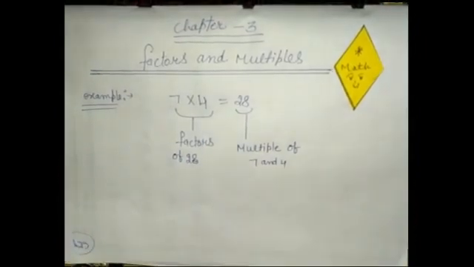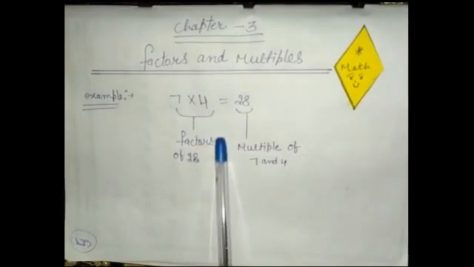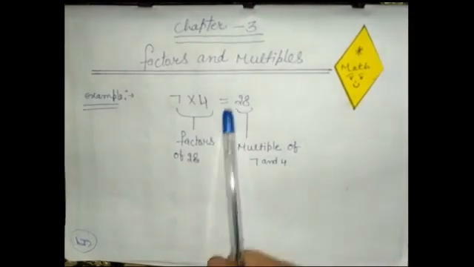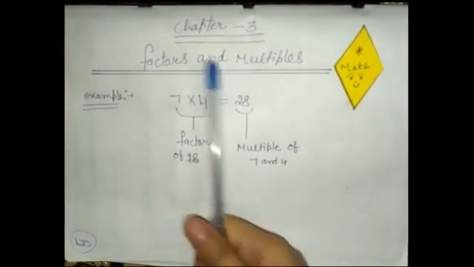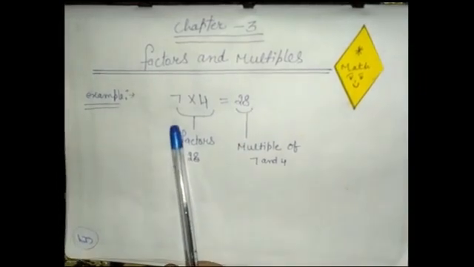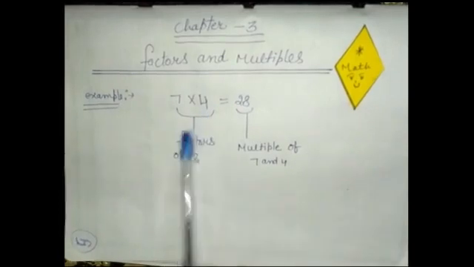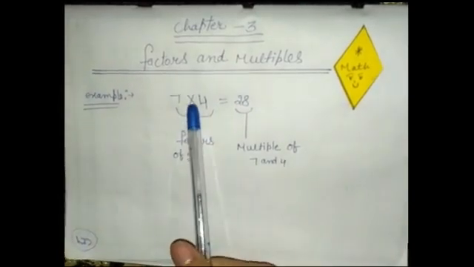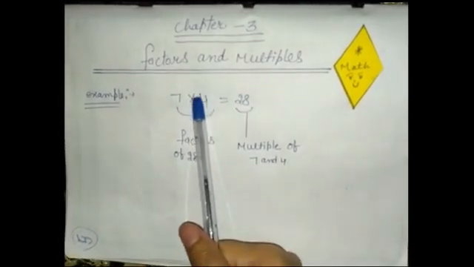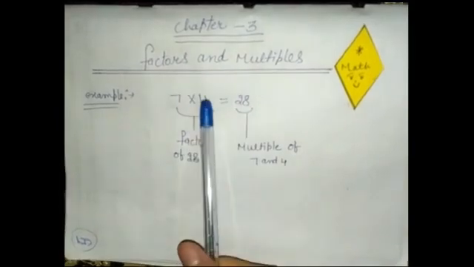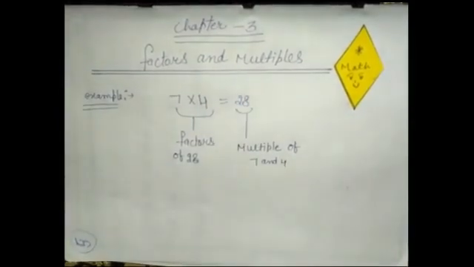Suppose I am having 28 pens, right? And I want to distribute these 28 pens among 7 students. So, with this application, I will be able to know that each student will get 4 pens. Correct? So this is the practical example of factors.